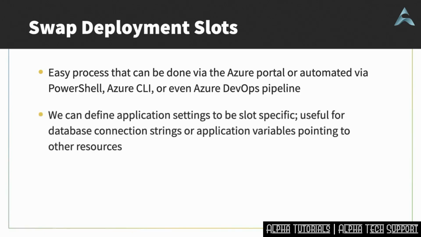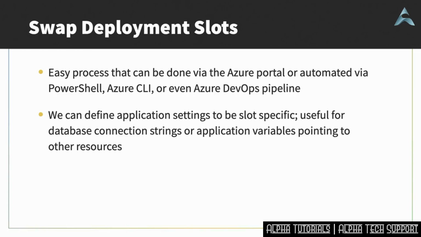We can also define application settings to be what we call slot specific. This is very useful. The example that I'm giving here is a database connection. Imagine I have a production slot with the production database, and a staging slot with a staging database where I have some mock data. When you're swapping the two slots, you don't want that setting to go with the swap. So you mark it as slot specific.